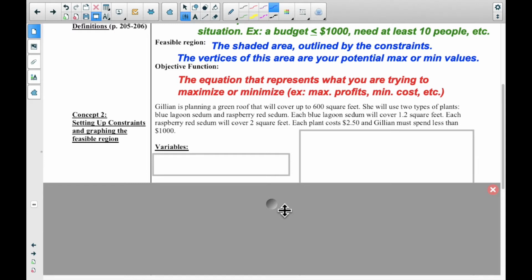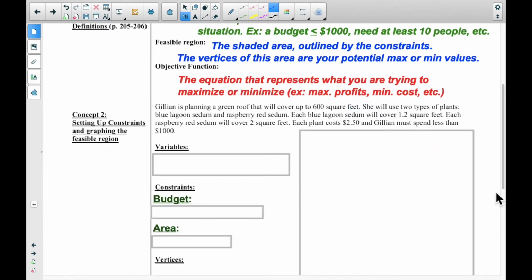I personally think sometimes it's easier to start with the constraints. So the constraints are, again, what are the limitations? So here's Gillian. She has this problem. What are her limitations? Well, one thing that we've said is she has to spend less than $1,000. So one of her constraints is going to be her budget. Another thing, which might not be as obvious, but as you read through here, I think you'll understand it, is that it has to cover up to 600 square feet. In other words, it has to be less than 600 square feet. So here's the deal. I think it's easier to start off with saying what are the constraints. And so the constraints are the budget and the area.